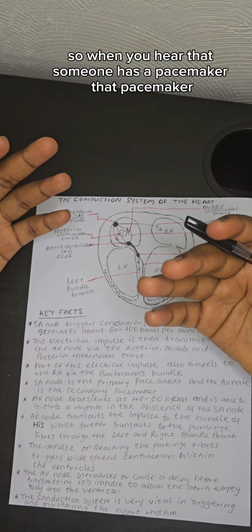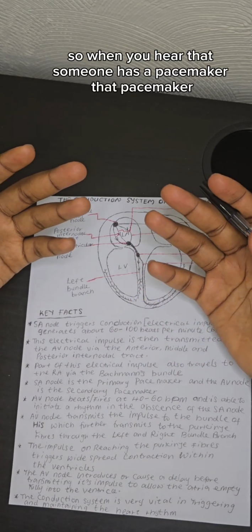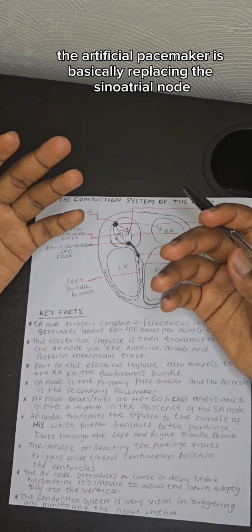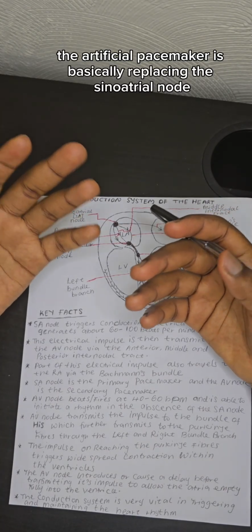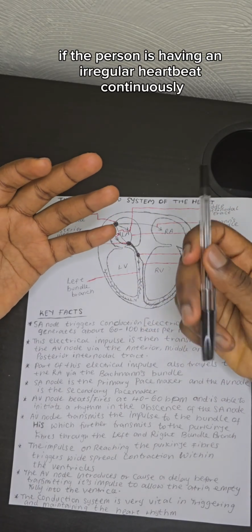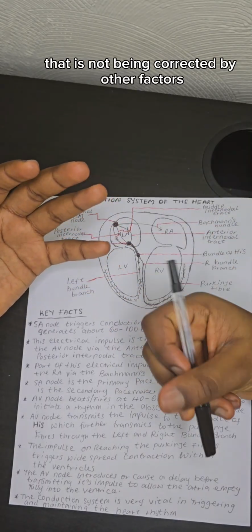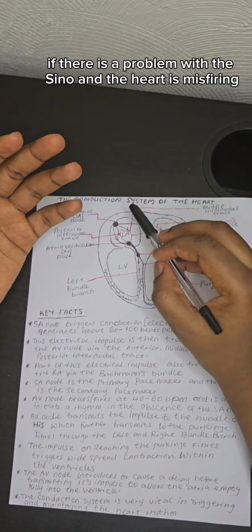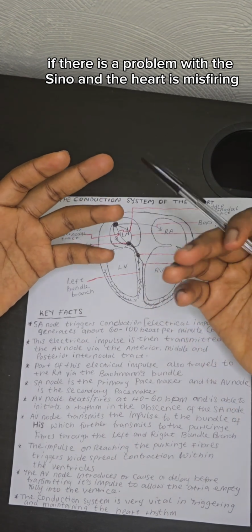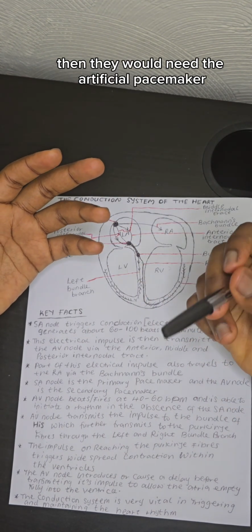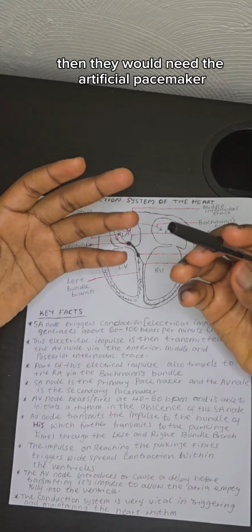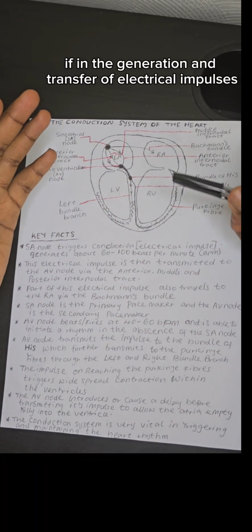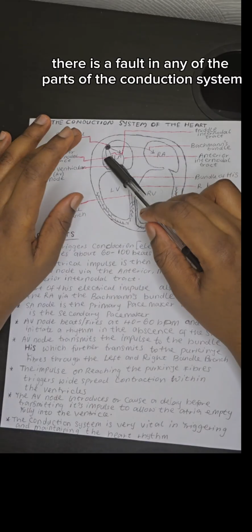So when you hear that someone has a pacemaker, the artificial pacemaker is basically replacing the sinoatrial node. If the person is having an irregular heartbeat continuously that is not being corrected by other factors that could cause it, if there is a problem with the SA node and the heart is misfiring, then they would need the artificial pacemaker.